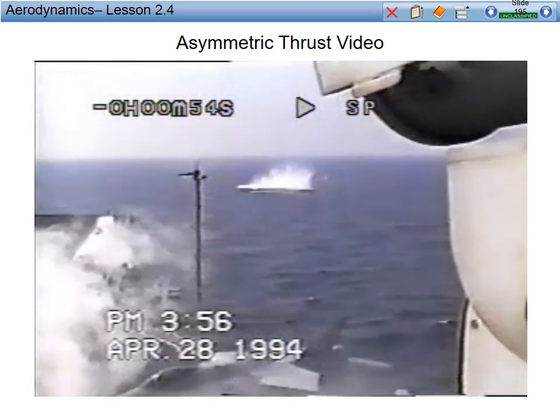Displacement from the center of gravity of that aircraft can cause a yaw, which can be unrecoverable.